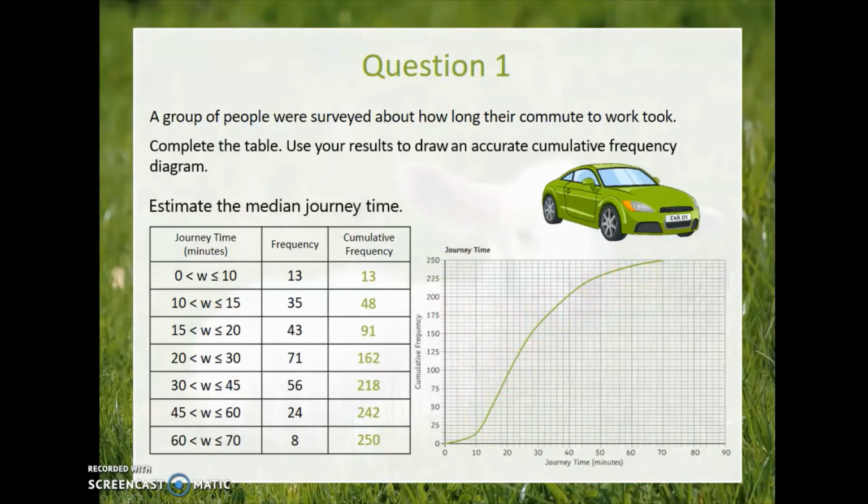An estimate of the median journey time. There were 250 people who took part in the survey, which means that the median value will be found at the 125th value, the middle of the data. If we read along to touch the graph and then read down off our x-axis, that's giving us an estimate of 24 minutes for the median journey time.